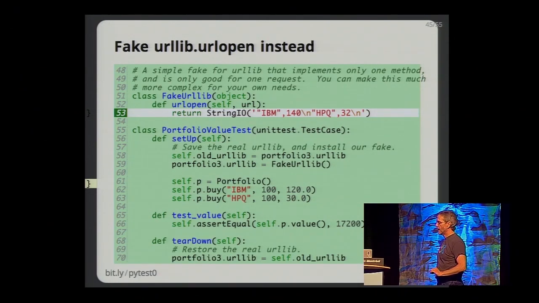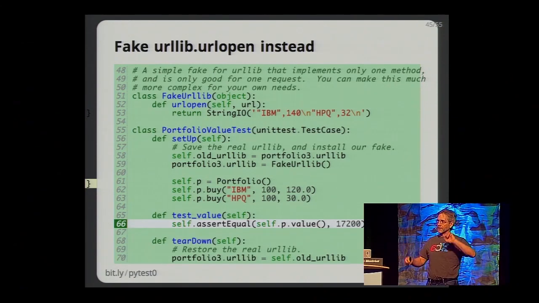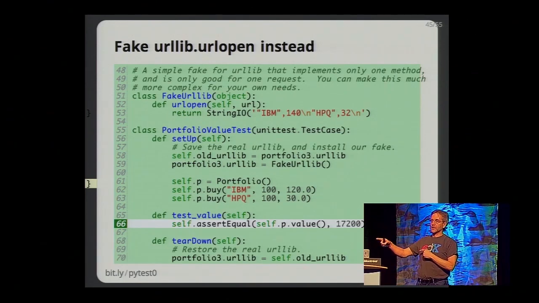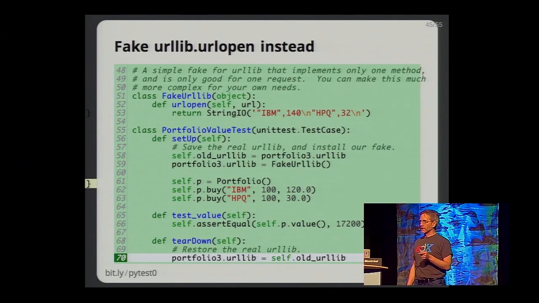instead of that code. And by the time we get down here and we call self.p.value, value calls our current prices module function. Our current prices function calls urllib.urlopen, which it thinks is a standard library module that talks over the network, but is in fact our fake object that we put in place. It gets back that file object, it parses the CSV, it makes the dictionary, it computes the value, and then we get what we want. And by the way, at the end, the teardown method is going to restore the real urllib. It's going to unmonkey patch things.